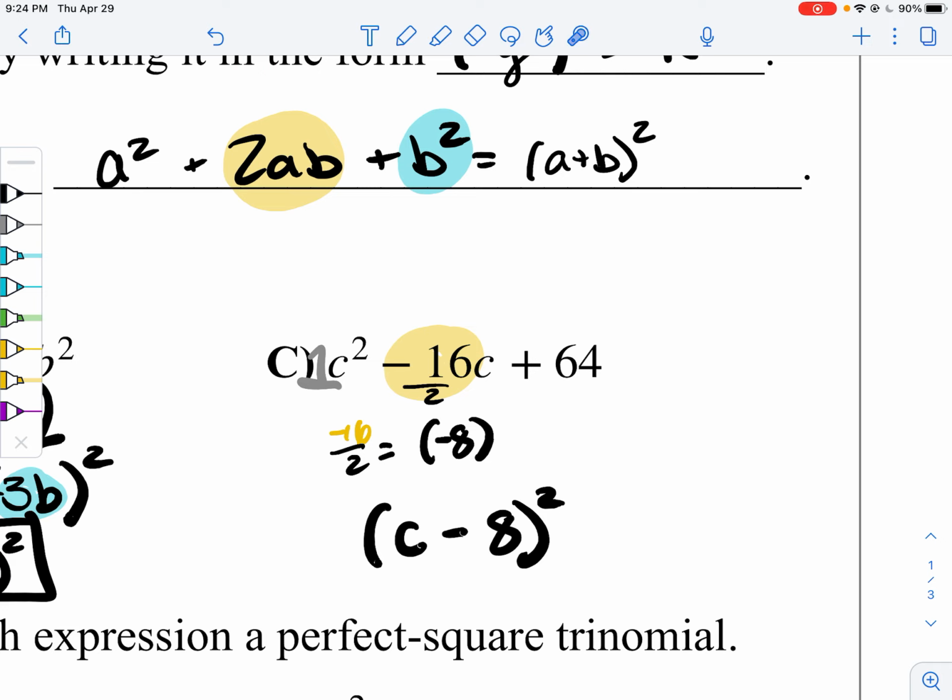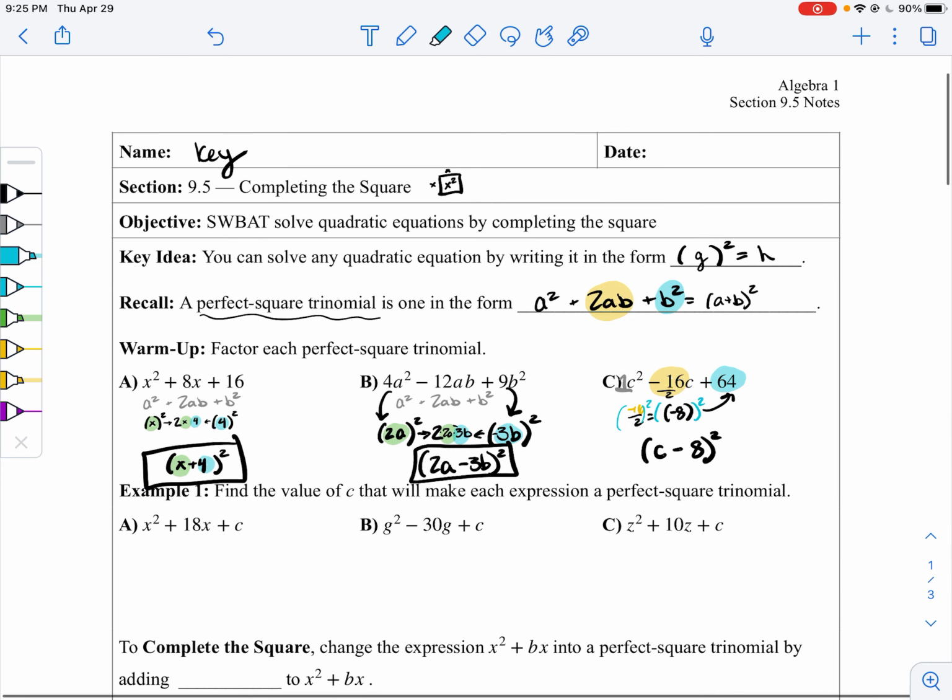Now we know what our b is. Now let's just square it. And if we square negative 8, we get 64. And that is our completing the square rule.